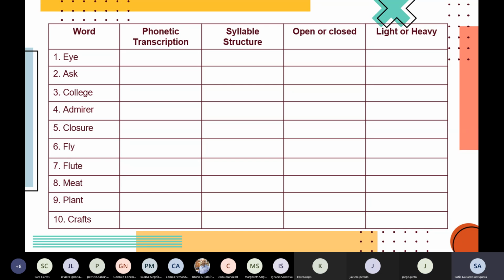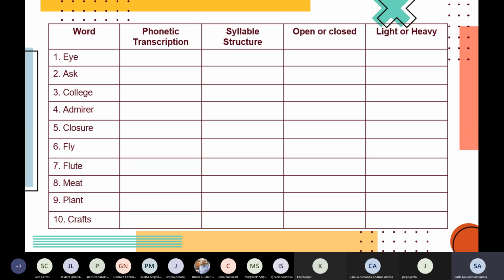Thank you. The third one, maybe Camila Otarola? Consonant, well, it's separated in two syllables. The first is consonant vowel, open light. And the other one is consonant vowel consonant, closed light. Okay, thank you.